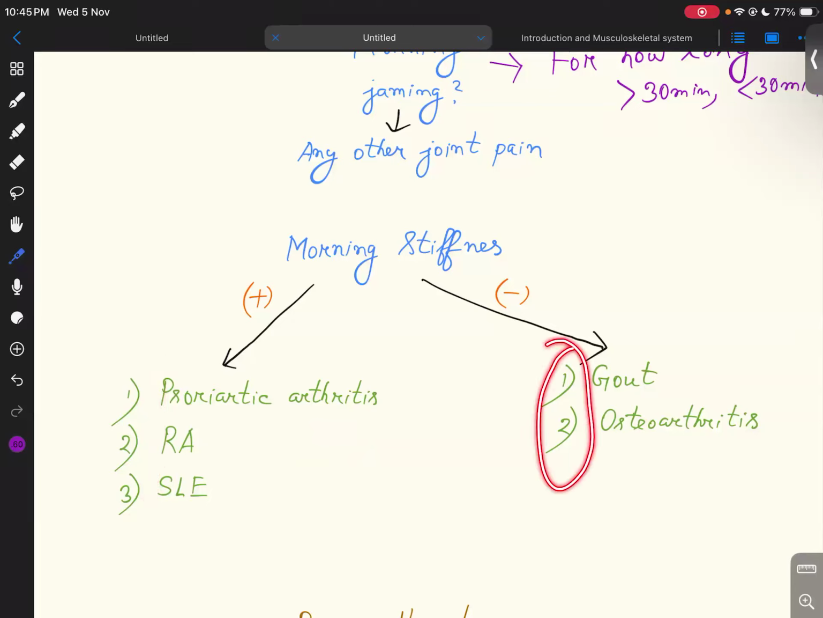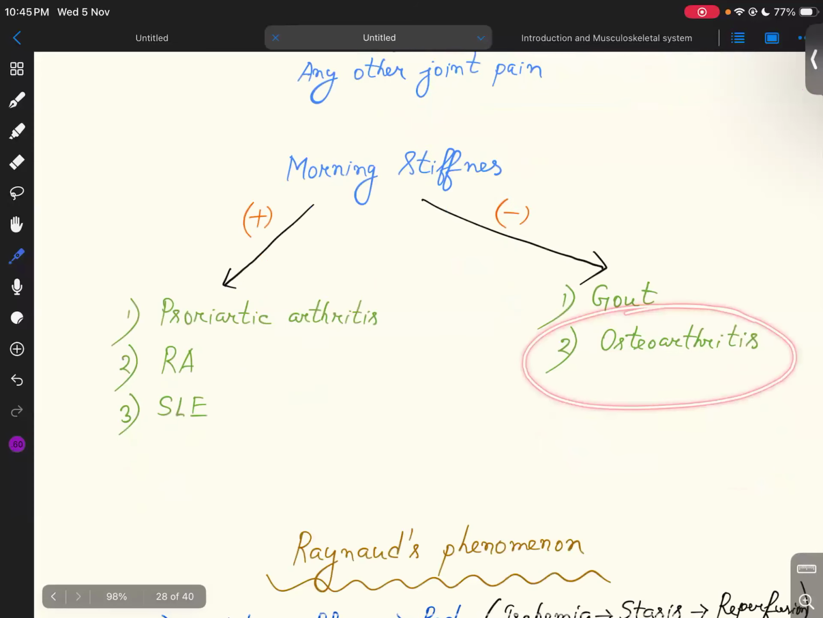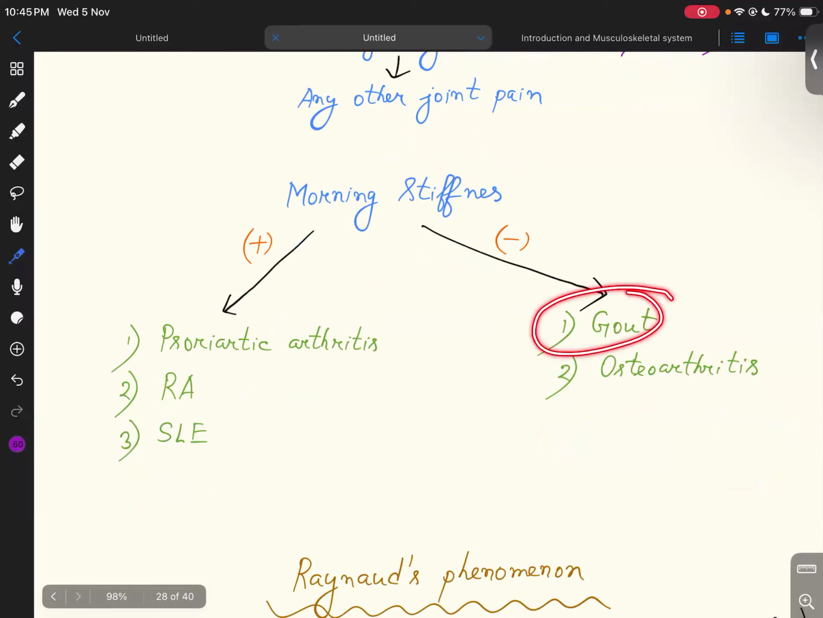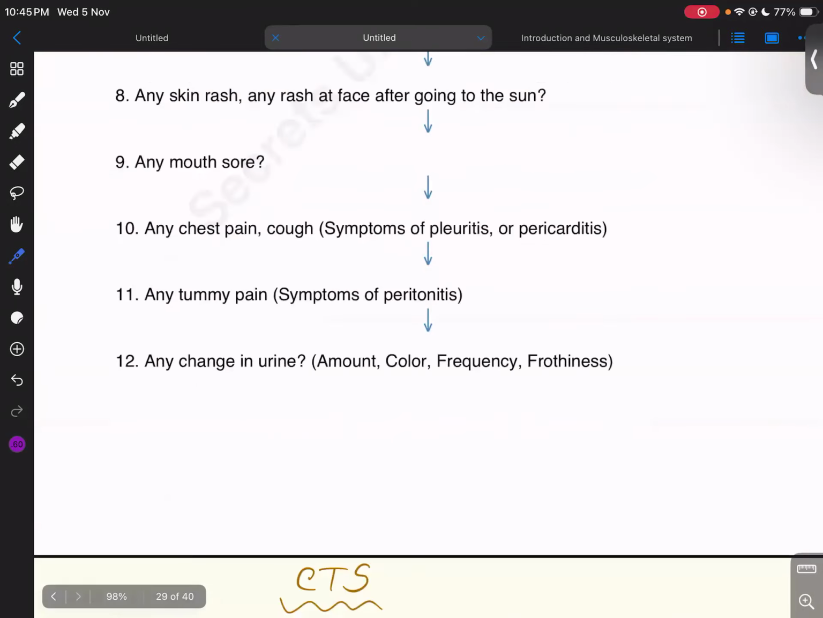Then for the non-inflammatory hand pain, that is mechanical pain, one is gout and another one is osteoarthritis. So it has come in the PACES exam. The osteoarthritis has come in the PACES exam, looking at the Haberden's nodes, there were Haberden's nodes prominent at the patient's hand. Then how to rule out gout? To rule out gout, there is a specific mnemonic. What is the mnemonic? I'm telling you.